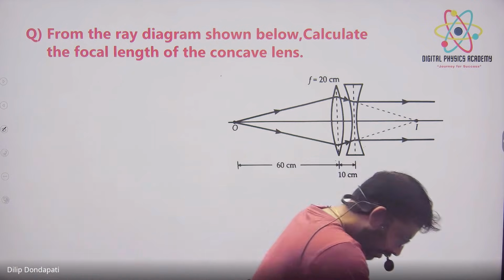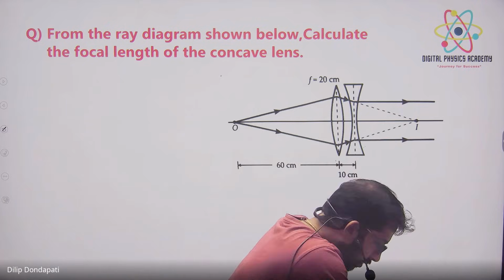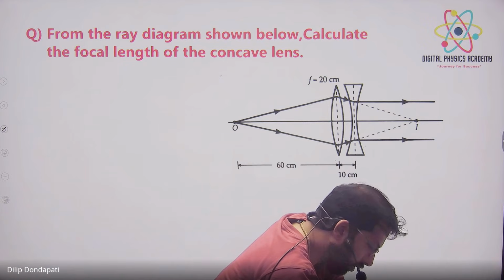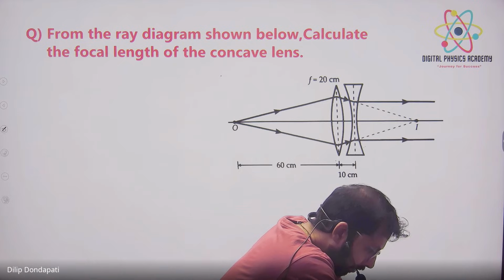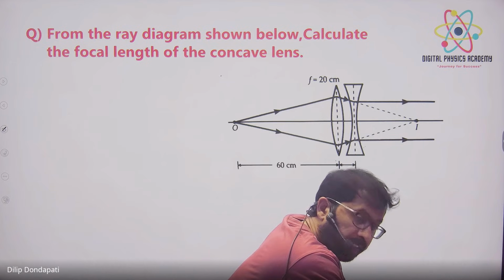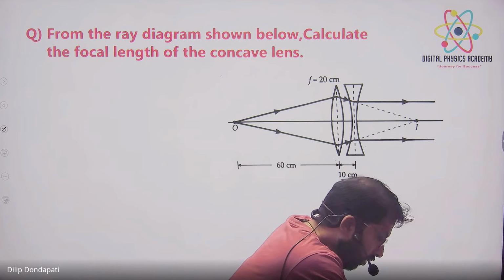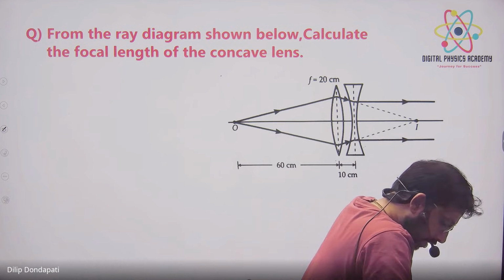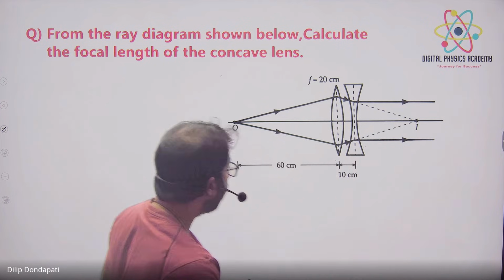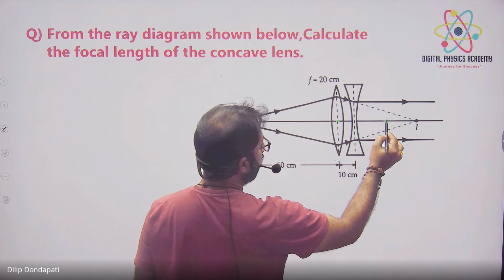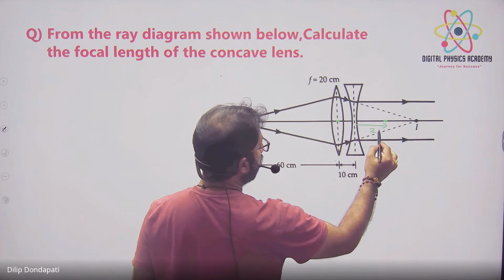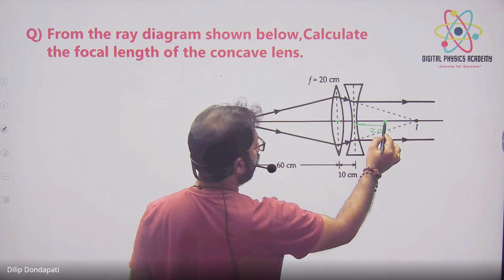So 20. No, wrong. Minus. Yes. So how much is V? V is how much? 30. 30 centimeters, right? Now 30 means from the first lens. How far is it from here? This is 10, right? And here 20. From here it is 20. So now this is a new object, a virtual object, right?